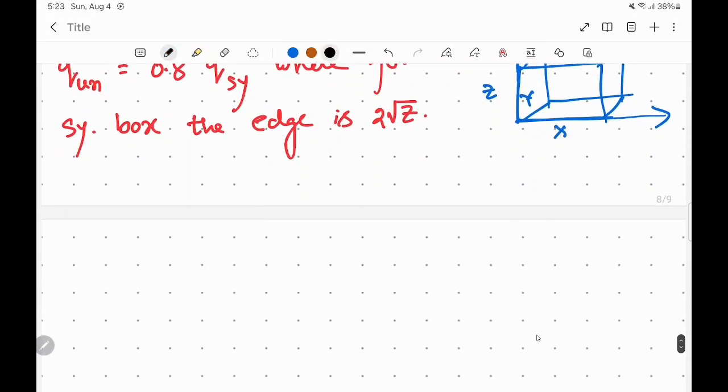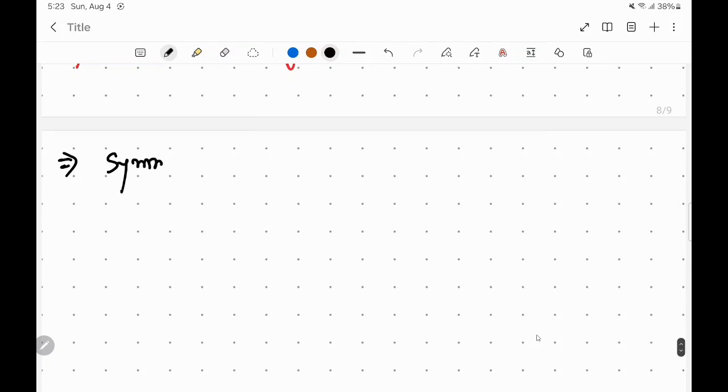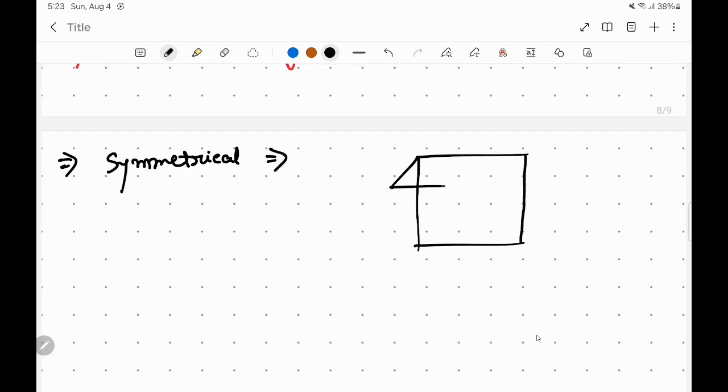Now there are two types of box, right? First is the symmetrical box. Symmetrical box means cubic box. All edges are equal. X equal to y equal to z. Correct.